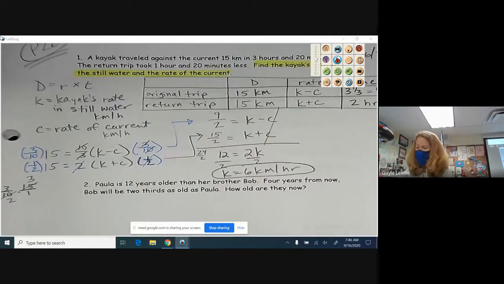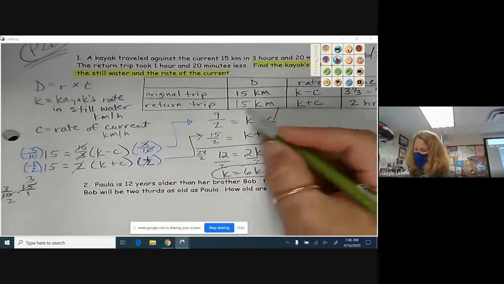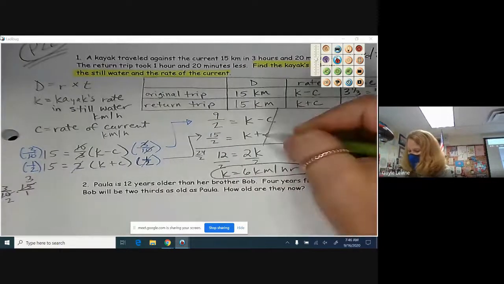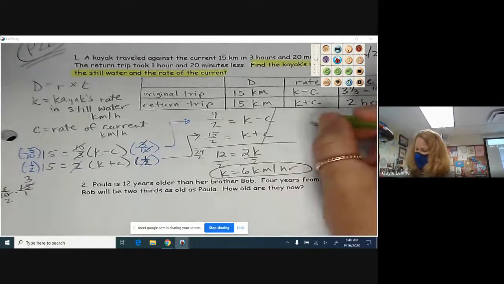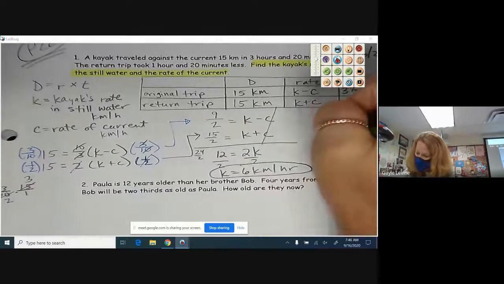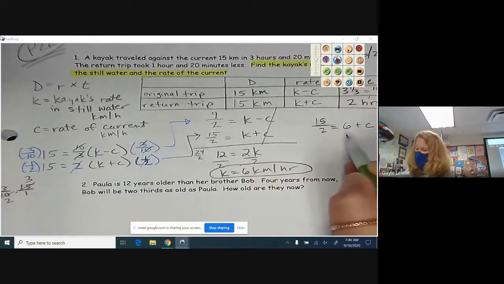Once I've completed that, I want to go ahead and find the other rate. So I'm going to go ahead and plug this into my first simplified one over here. So I have 9 over 2 equals, it doesn't matter. I guess I could have done the second one. Maybe that would be better. Let's do the second one. So I have 15 over 2 equals 6 plus C. And then you would subtract 6 from each side.